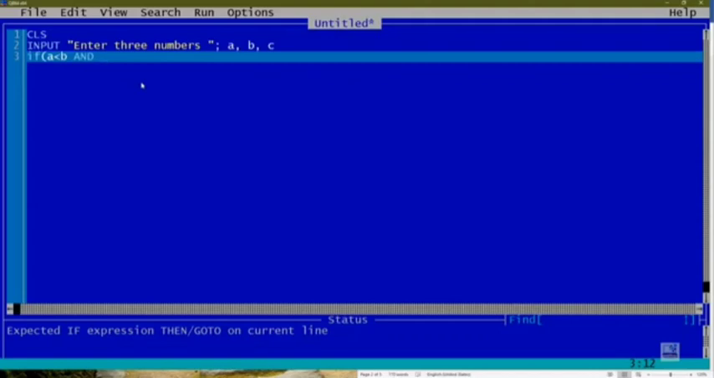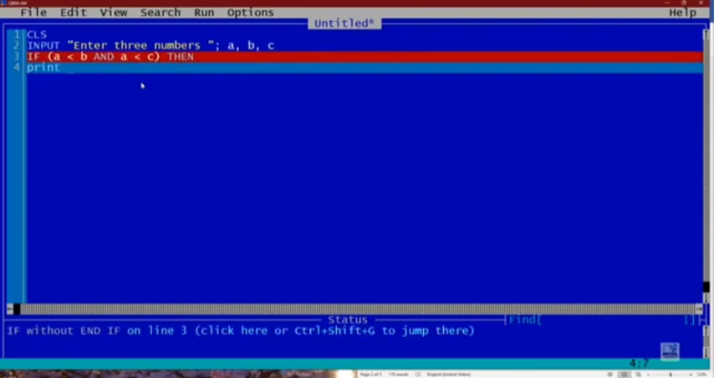So A less than B and A less than C. Then print "A is smallest".